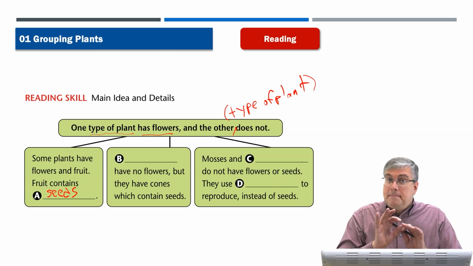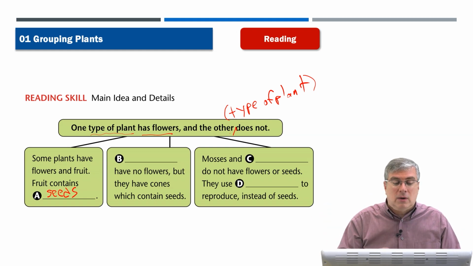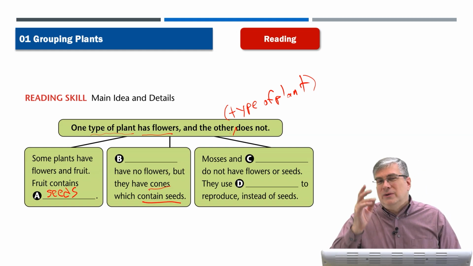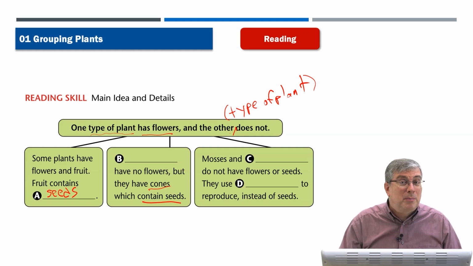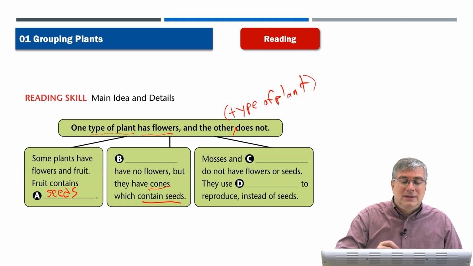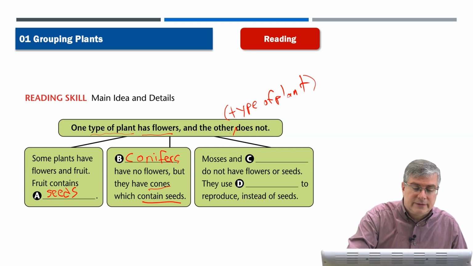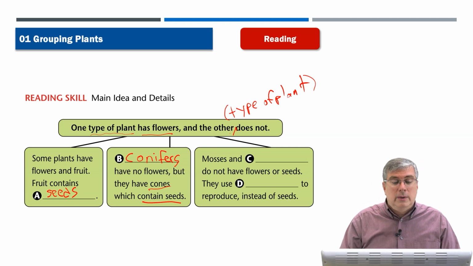Now, the next detail starts with a blank. Blank have no flowers, but they have cones which contain seeds. And we talked about those types of plants. I gave you a very famous example, pine trees. Pine trees are a type of conifer. Because there are many types of conifers, conifers have no flowers, but they have cones which contain seeds. So that's how they are different from flowering plants.